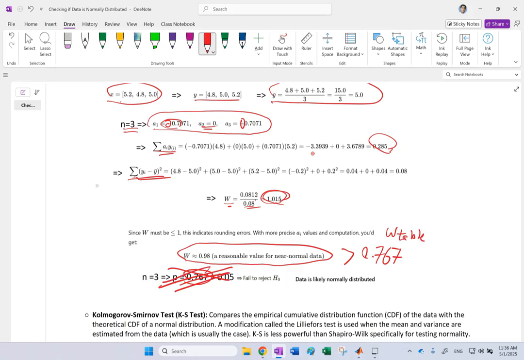Because my W statistic is bigger than the W of the table, that means I can accept the null hypothesis. And I can say the data is normal. If it was less than or equal to that, then I would reject the null hypothesis. So we don't even need to care about P. We can just compare W versus W of the table.